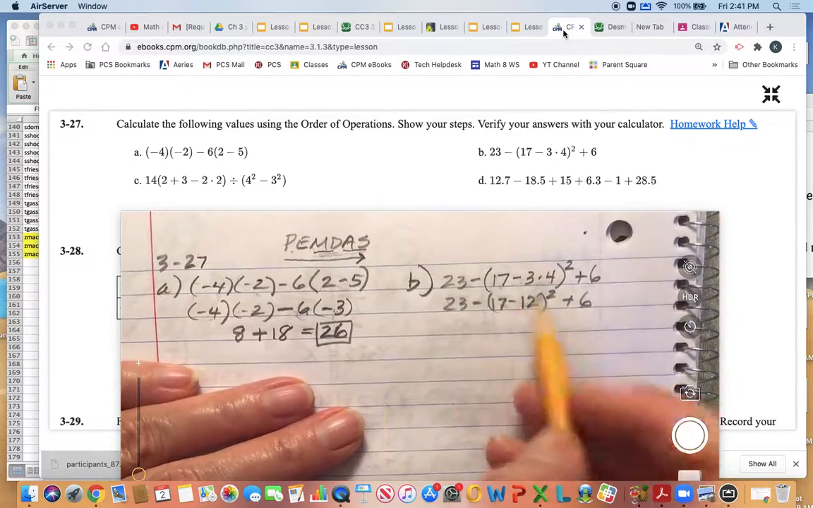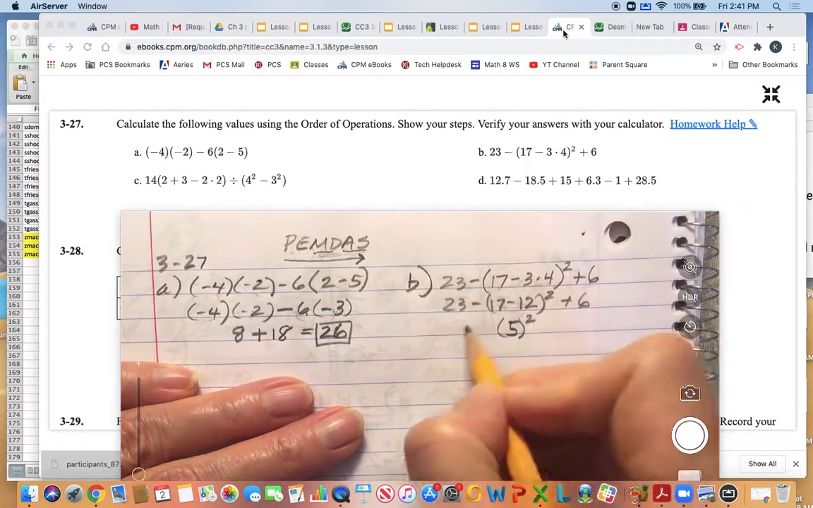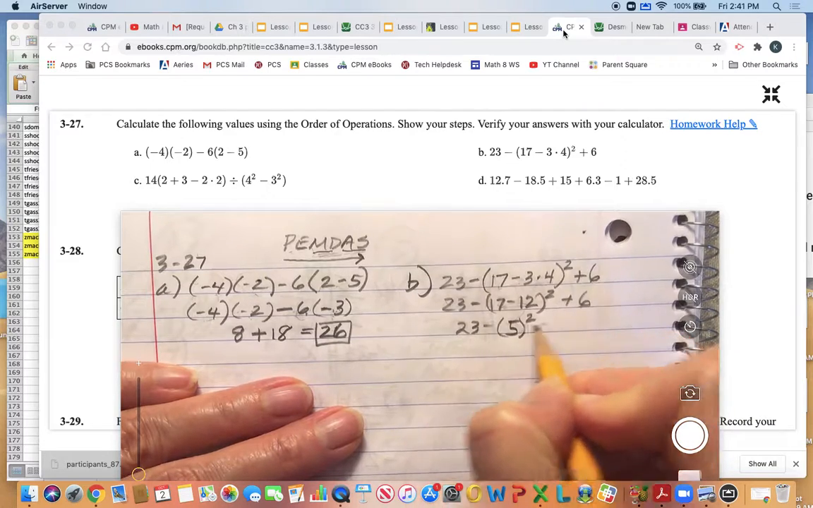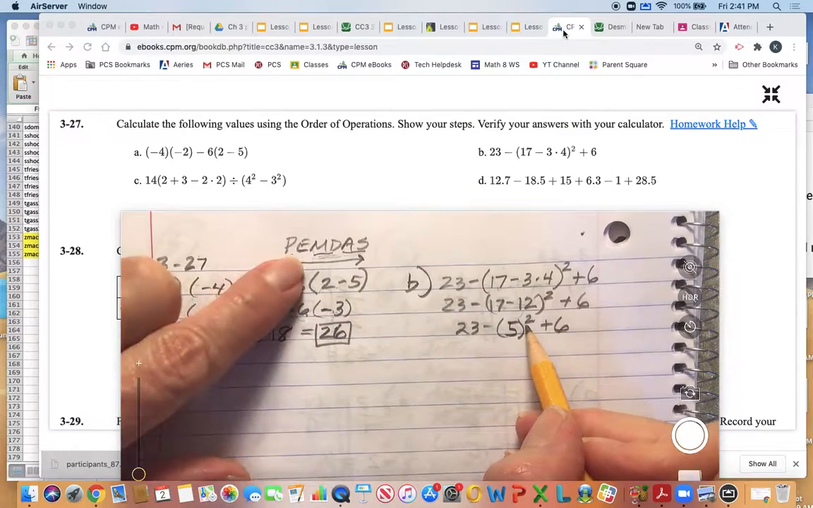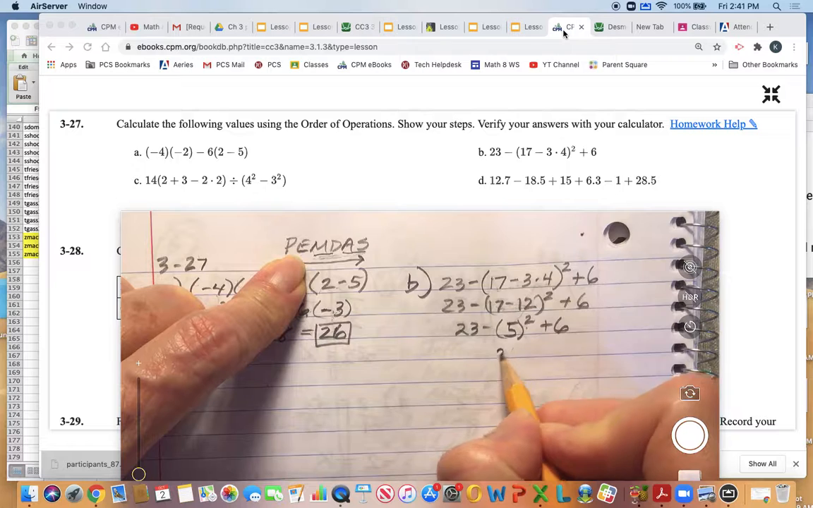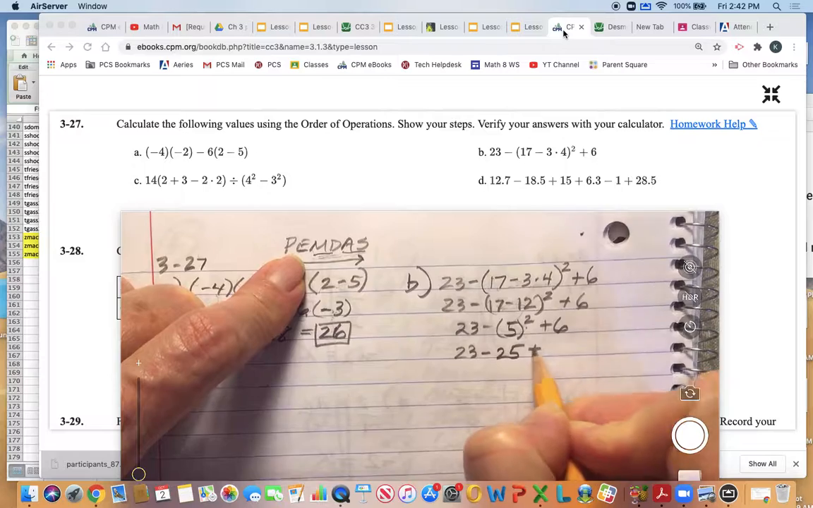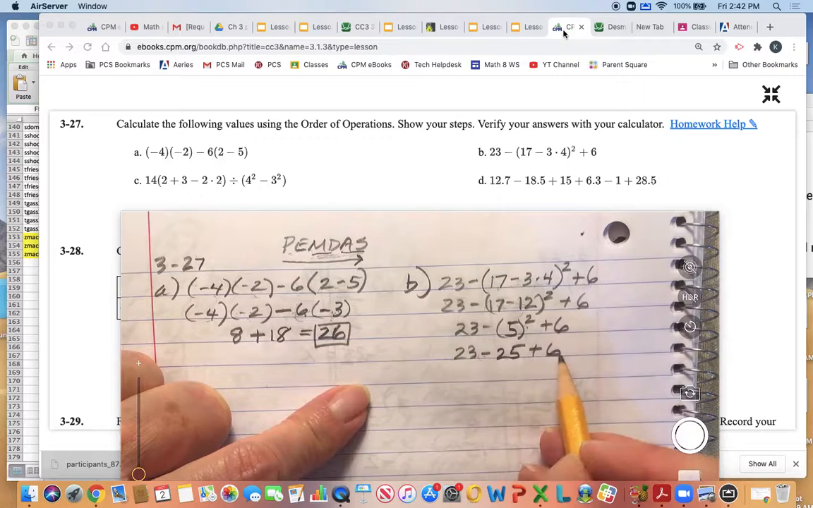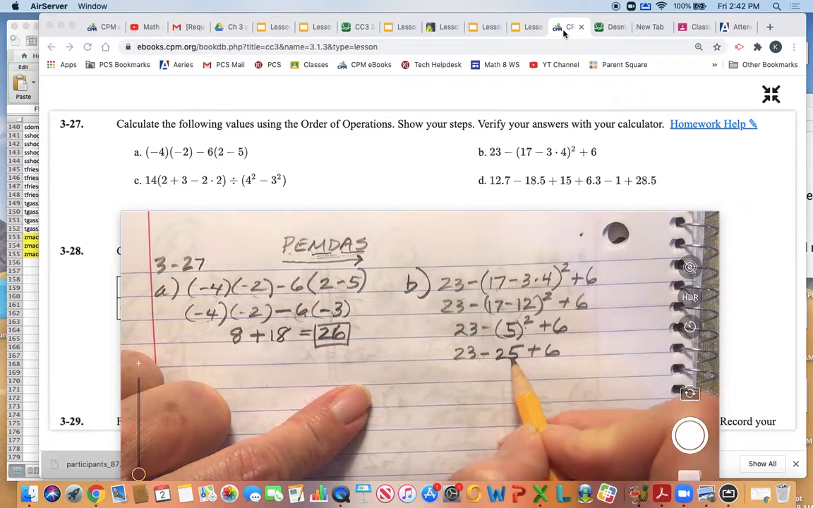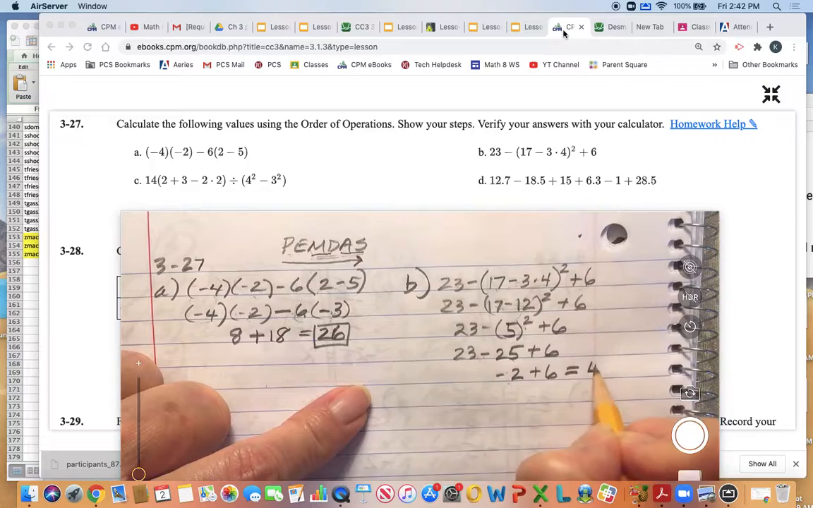Okay, so now we resolve this. 17 minus 12 is 5. That's in parentheses, and it's still squared. And then we rewrite the rest of it. And now we have to do our exponent. So that's 25. And that's still subtracted from 23. And we're adding 6. And now, because it's all addition and subtraction, we just go left to right. 23 minus 25 is negative 2 plus 6. And we know negative 2 plus 6 is equal to 4.